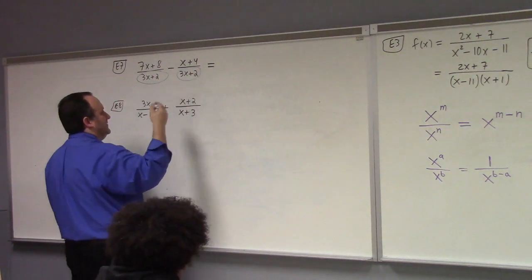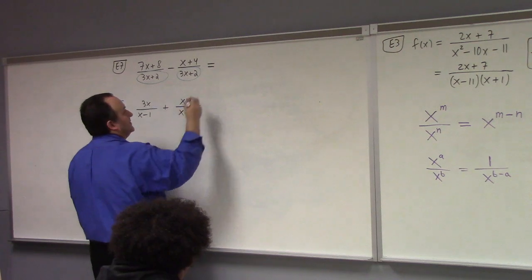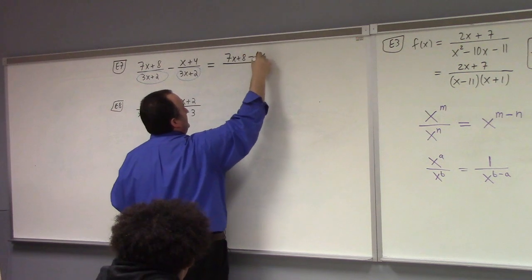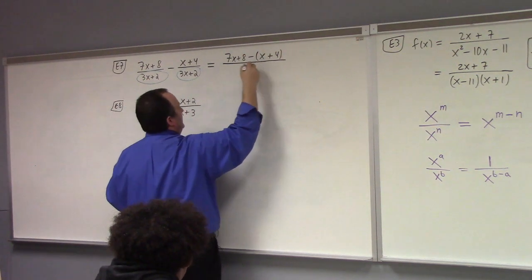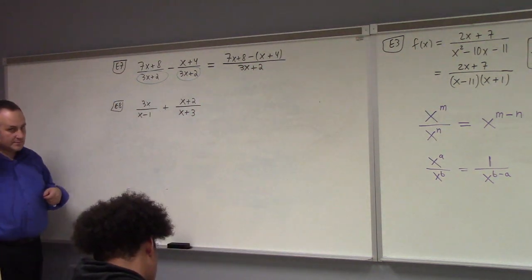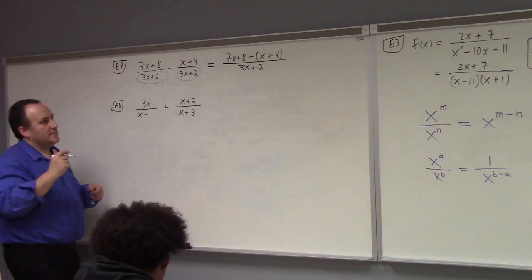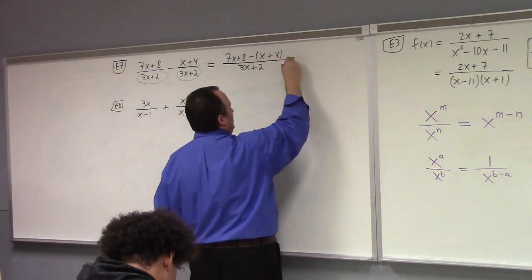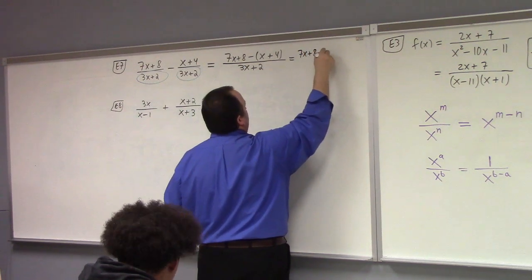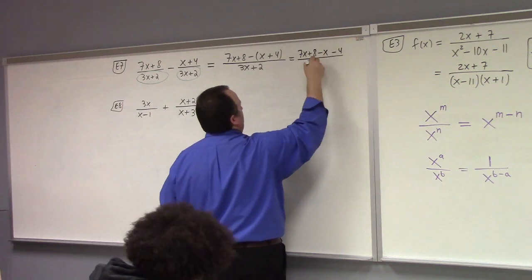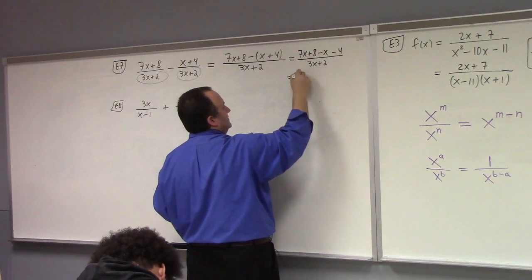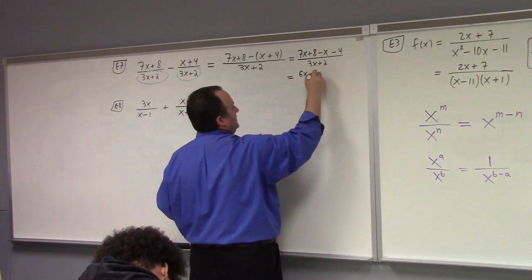Woohoo! Oh, I'm sorry, I'm using this hideous Carolina blue. My apologies. So we have 7x plus 8 minus parentheses x plus 4. I put it like that because I want to emphasize that the minus has to go to both terms. We have to distribute the minus. That is by far the most popular mistake here to make. So I have 7x plus 8 minus x minus 4, all divided by 3x plus 2. Does that simplify? 7x minus x is 6x. 8 minus 4 is 4.